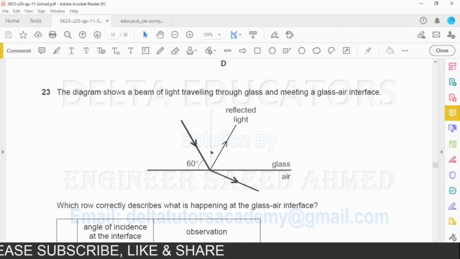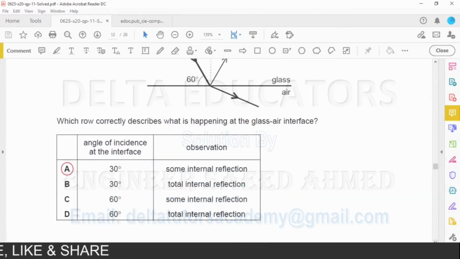So the angle from this imaginary line to the plane is equal to 90 degree. Here the angle between the plane and the incident ray is 60. So the angle between the incident ray and this normal will be equal to 30 degree, because the total angle is 90 and here it is 60. So the remaining angle is 30 degree. So angle of incidence is 30 degree. Now in the options, in option A and B it is given 30 degree. So our possible options are A and B. We will not consider C and D.